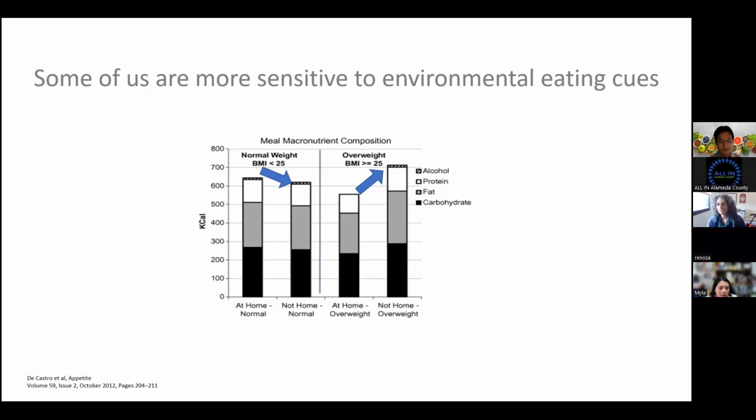And interestingly, for folks who at baseline were overweight, when they went out to eat and went into a fast food environment, they tended to eat a lot more than they did at home, more calories. Now, what is the explanation for this? We could probably come up with many different explanations. Does anybody have a thought?